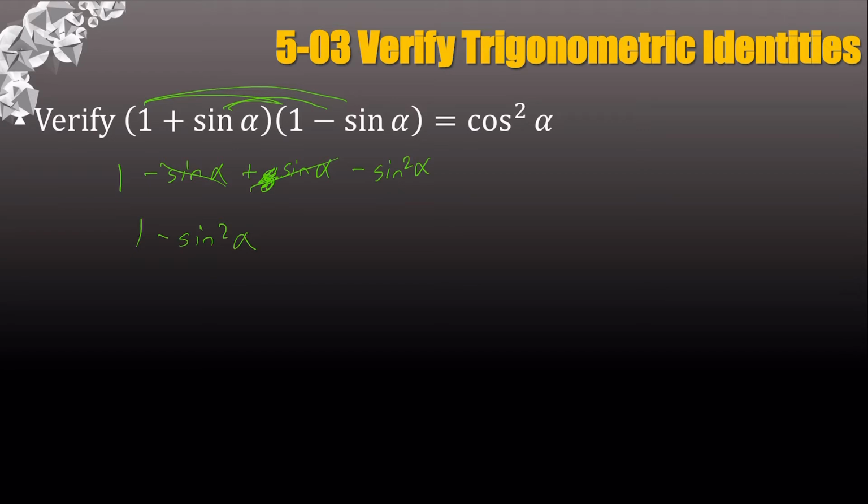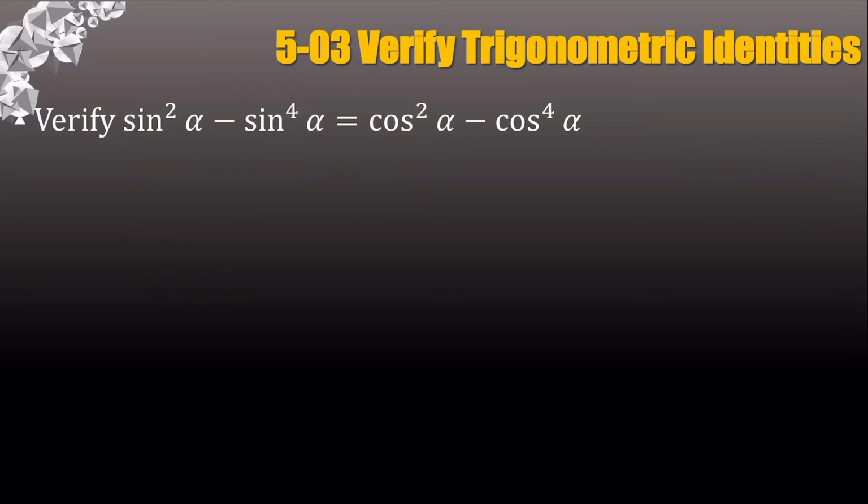And then I'm reminded of the Pythagorean identity because I want to make it cosine squared. So it's sine squared plus cosine squared equals 1. If I subtract sine squared from both sides, I'll get cosine squared equals 1 minus sine squared. So that is simply cosine squared. All right, so what's the answer? The answer is actually showing the work, showing the steps.